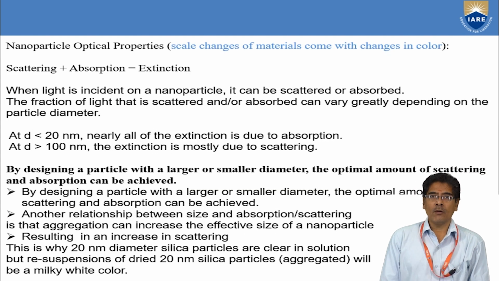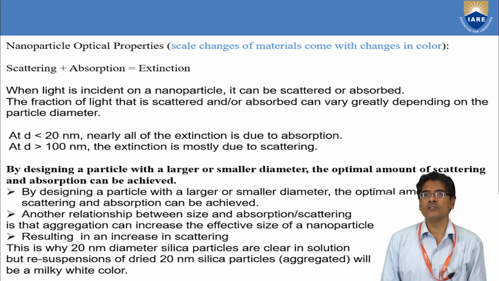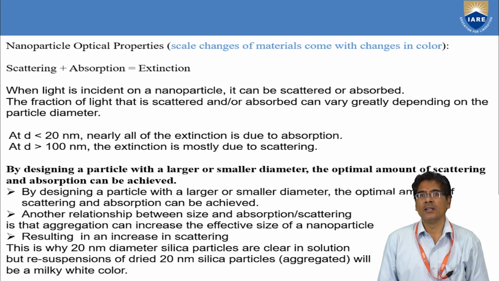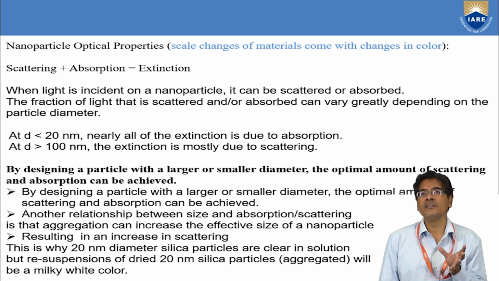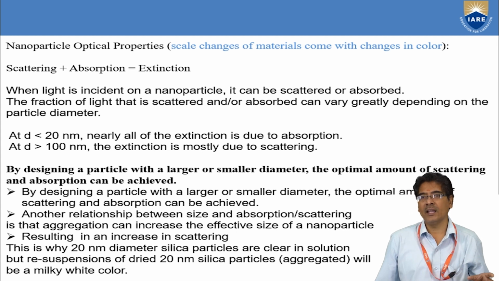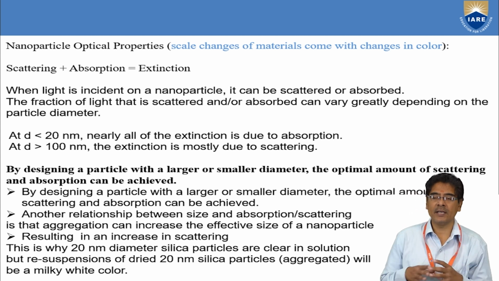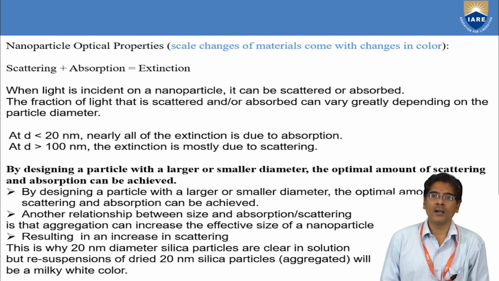So nano optical properties: the scale changes to nanomaterial. The scale changes of materials come with changes in color. That is, scattering plus absorption is nothing but extinction, right? When light is incident on a nanoparticle, it can be scattered or absorbed. The fraction of light that is scattered or absorbed can vary greatly depending upon the particle diameter.